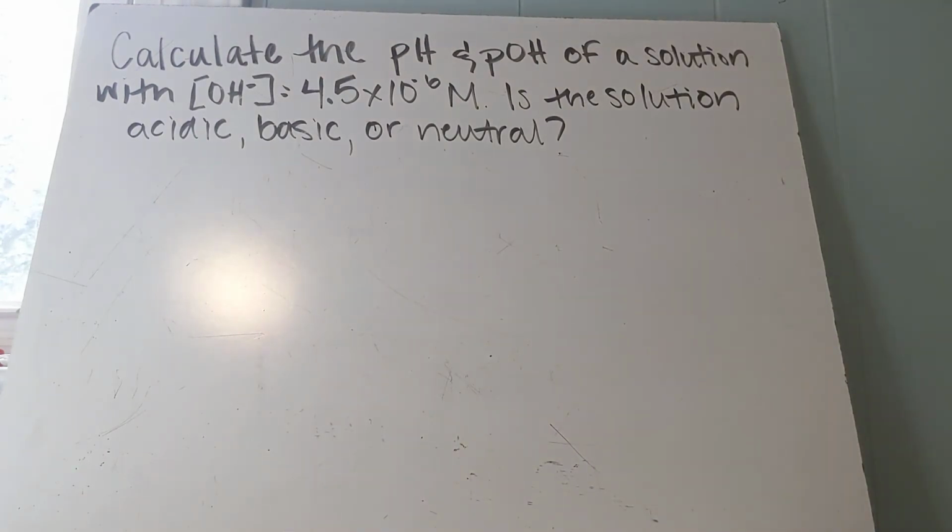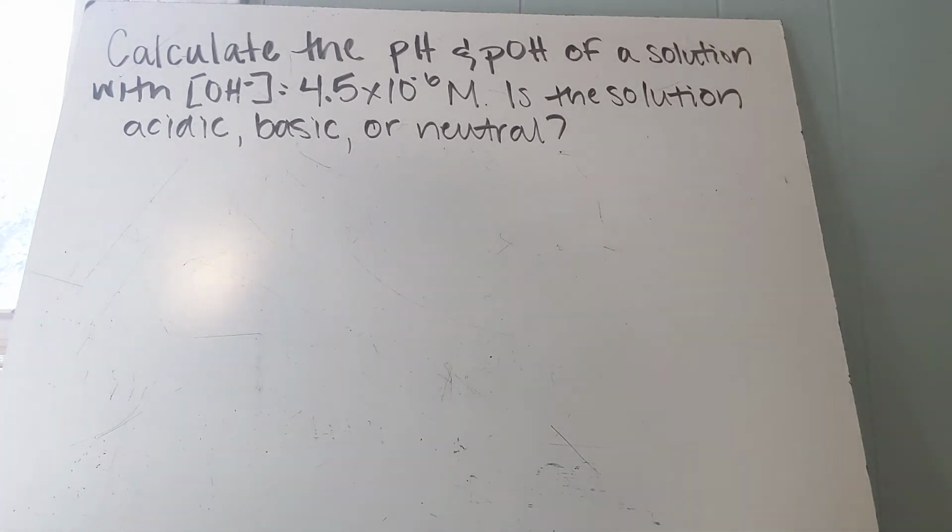Calculate the pH and pOH of a solution with OH minus concentration of 4.5 times 10 to the negative 6 molar. Just like the previous problems, there are multiple ways of doing this.